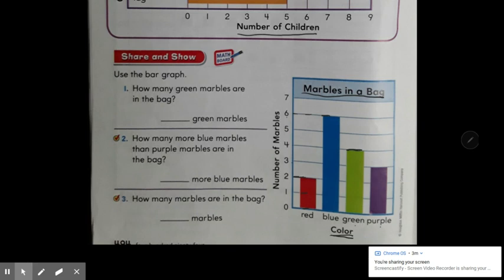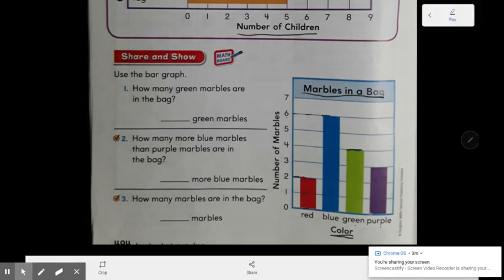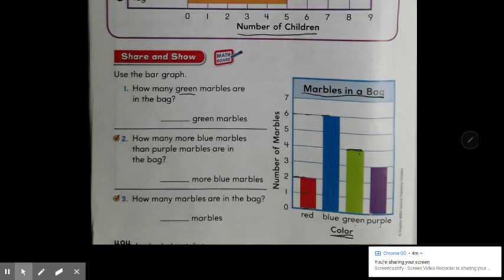So now after we look at our bar graph, because we have to pay attention very, very closely in order for us to answer the questions. Now, my first question says, how many green marbles are in the bag? So I go to the color green and I go to the end of the bar, which is right here, and I follow the line and I say, oh, it's right here. There's 4. So my answer would be 4.